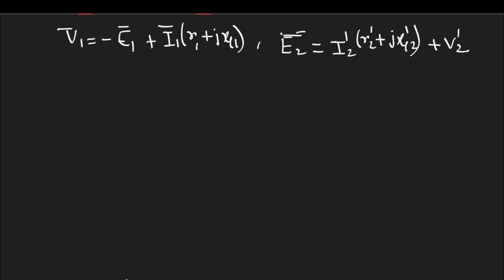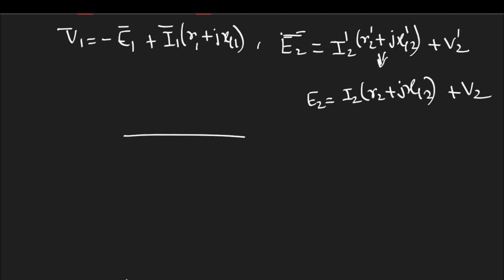So this side can further be written like this. Both are equal, means both are equivalent. Not equal, they are equivalent. So what is the idea when you connect a transformer with a load?